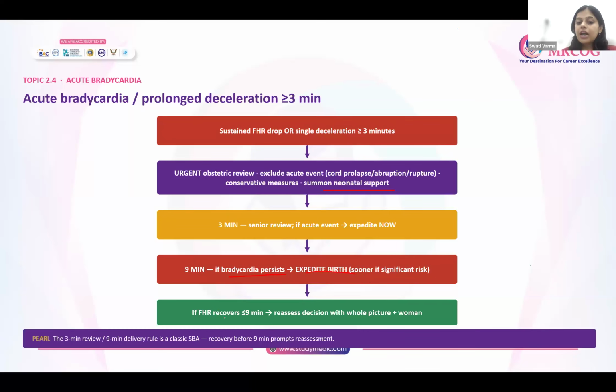However, if the fetal heart rate recovers within 9 minutes, then you can reassess your decision with the whole picture along with the wishes of the woman. You can counsel the lady and take her wishes also into account. But if it has already persisted for 9 minutes or more, then expedite birth at any cost. So the 3-minute review, 9-minute delivery rule is a classic SBA. Recovery before 9 minutes prompts reassessment.